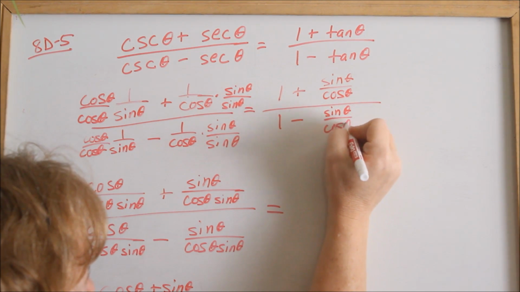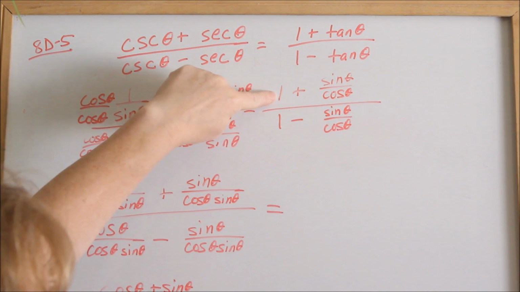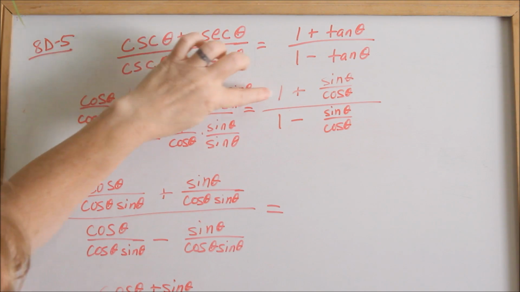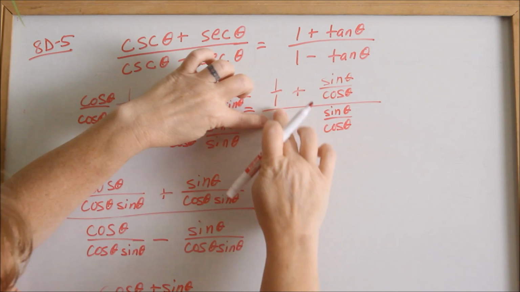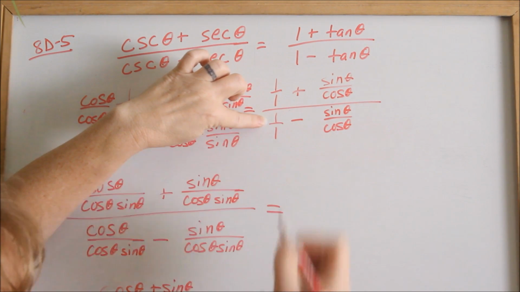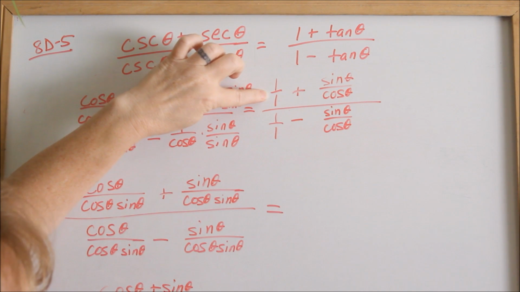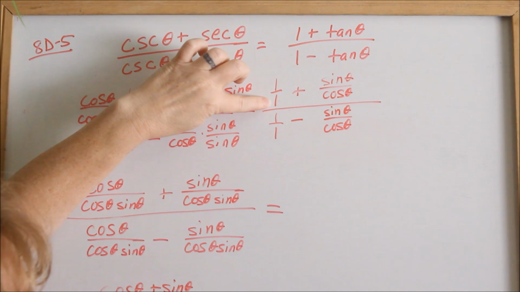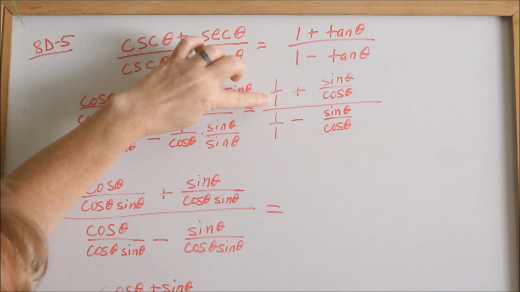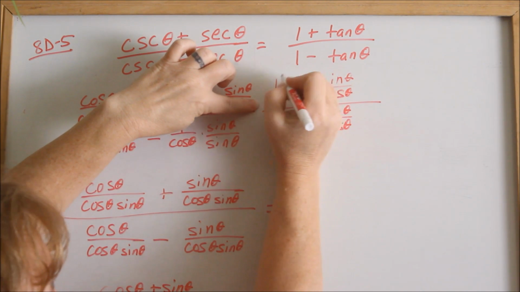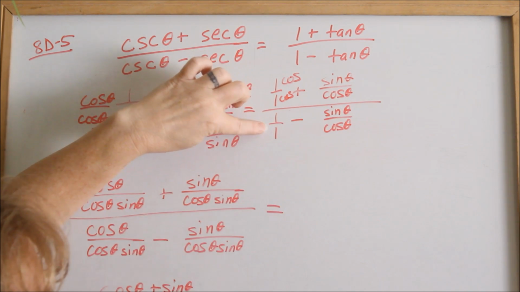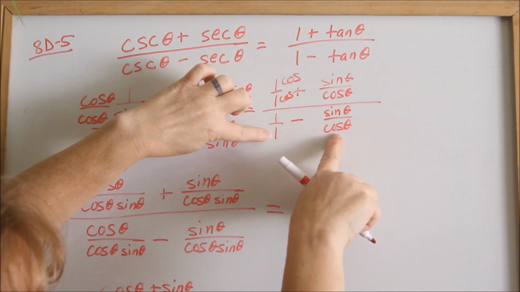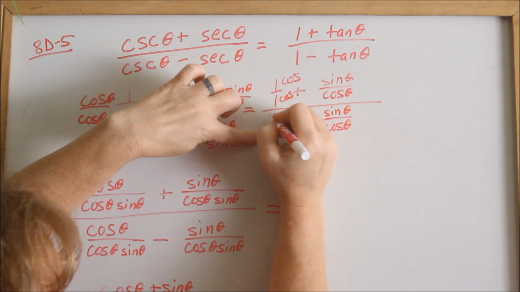over cosine. These ones, you can make any number a fraction by putting it over 1. So this 1 is like saying 1 over 1. Same with this one, 1 over 1. I'm adding fractions. What do I have to do to add fractions? I have to have a common denominator. This one needs to have a denominator of cosine. So therefore I need to multiply this fraction by a cosine. I'm just going to write it tiny right there, cosine. Same here. This one needs a denominator of cosine, so I need to multiply a cosine to it.